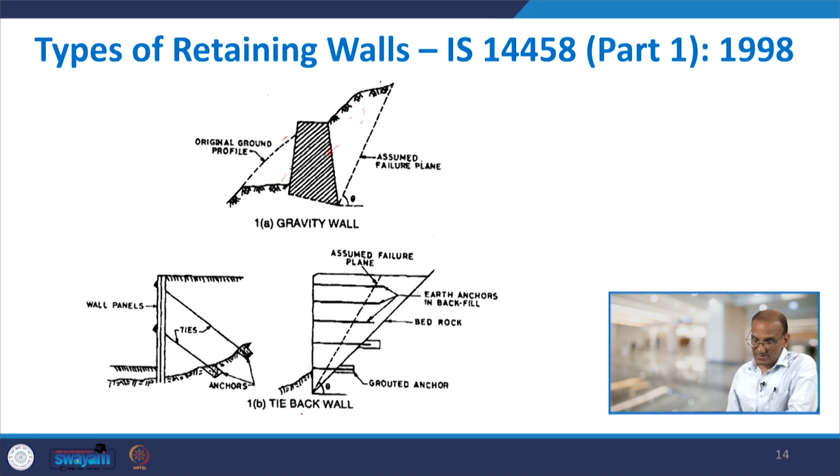Now another case is tie back walls. In the case of a tie back wall, it looks like a cantilever wall, quite thin compared to gravity walls, and ties are used. These ties will try to keep the wall in its position. Wall panels are there, anchorages are there. In this case, this is one type, inclined anchors. Here you have the horizontal anchors, grouted anchors, bedrock, earth anchors in backfill; these all are done here.